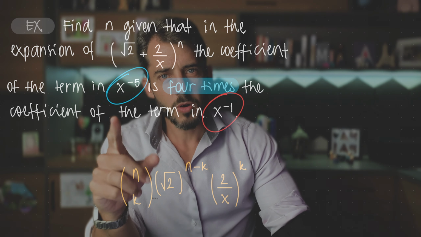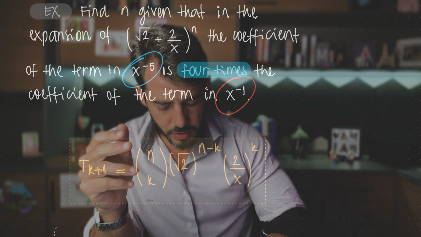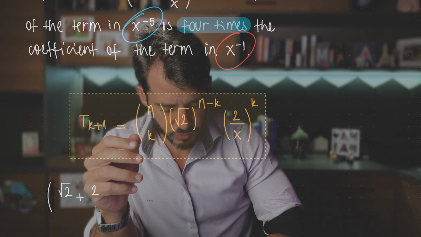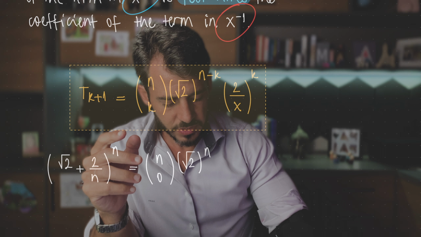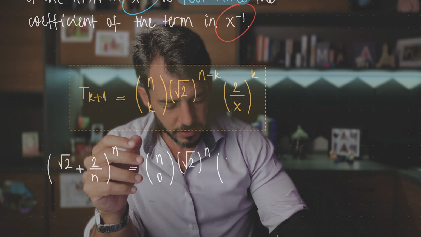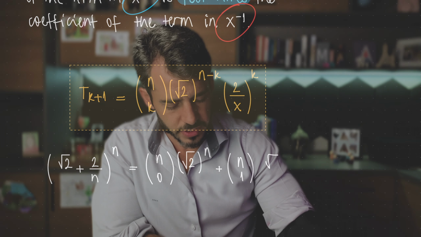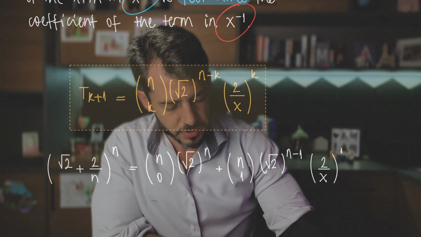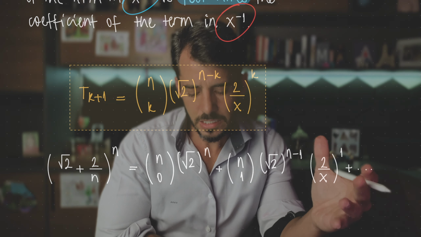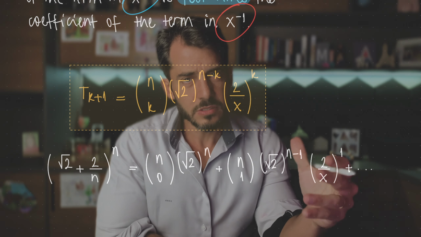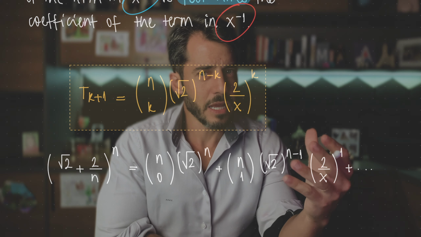We very often call this the term k plus 1, or t k plus 1, which means that if you were to expand root 2 plus 2 over x to the power of n, you would get n choose 0, root of 2 to the n minus 0, 2 over x to the 0, which is just 1, plus n choose 1, root 2 to the n minus 1, 2 over x to the first power, plus dot dot dot, and this continues until k is equal to n. Now, which of these terms is the term in x to the negative 1? And which of these terms is the term in x to the negative 5?